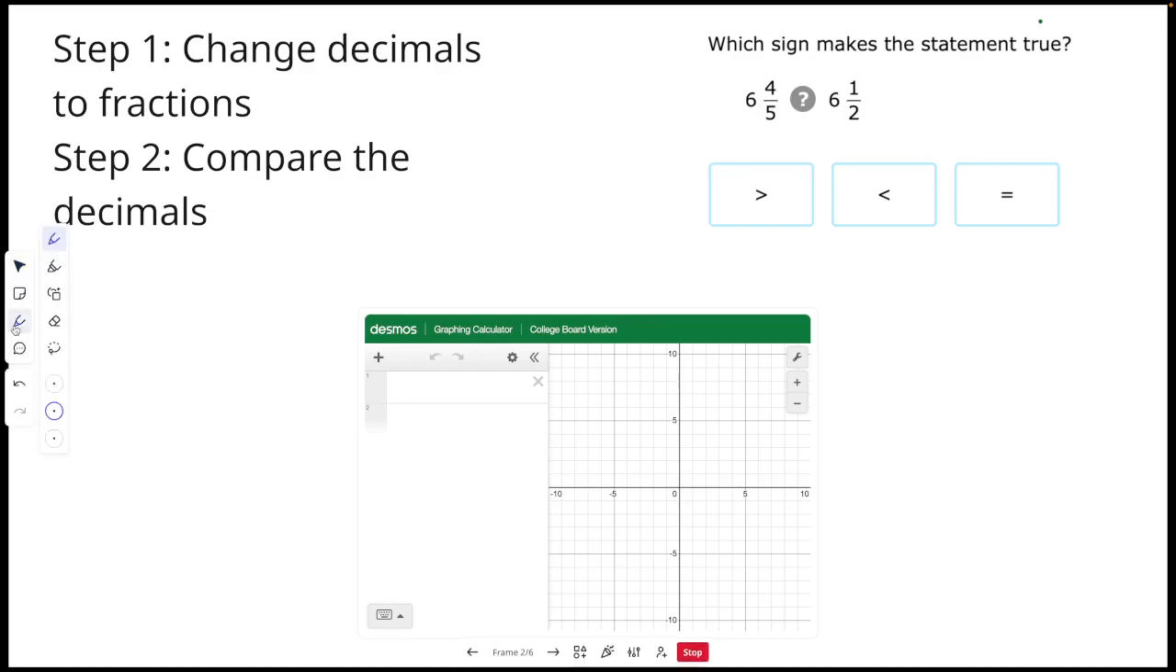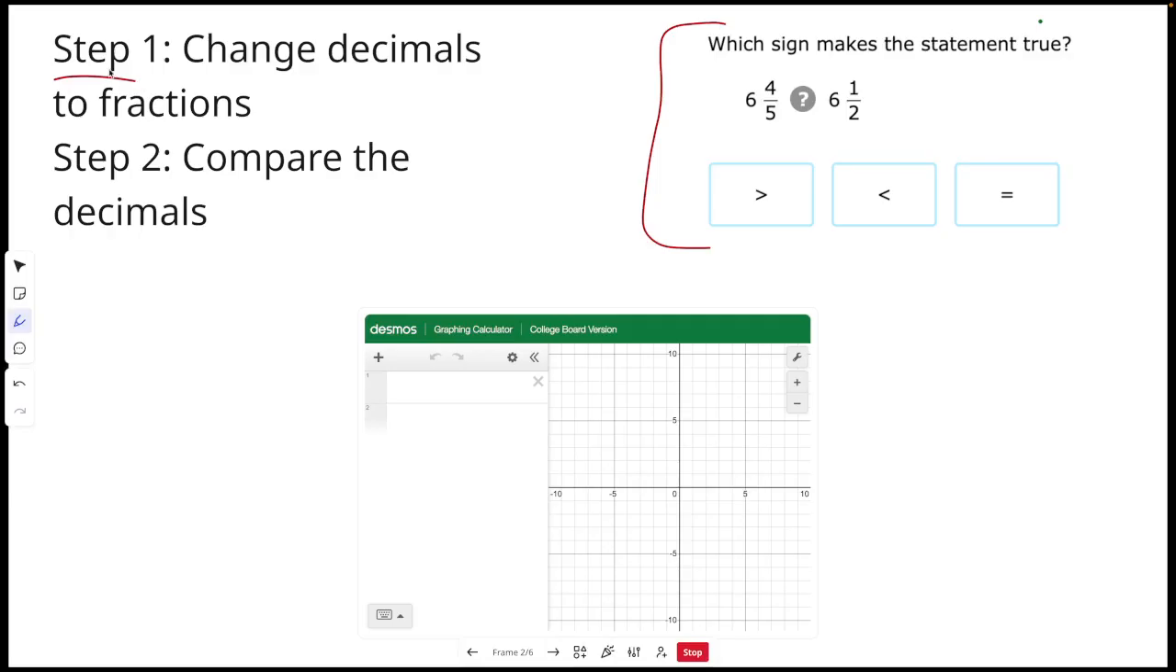All right, so let's take a look at this problem here. The problem is in the top right. It says, which sign makes the statement true? And it wants to know which one's bigger, which one's smaller, or if they're equal. There are a couple ways you can do this: in your head, by hand, or with a calculator. I'm going to use the calculator here.